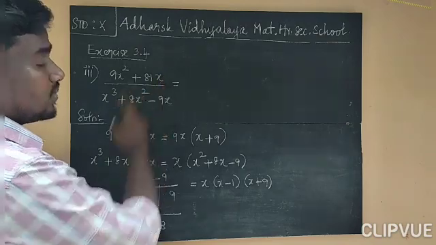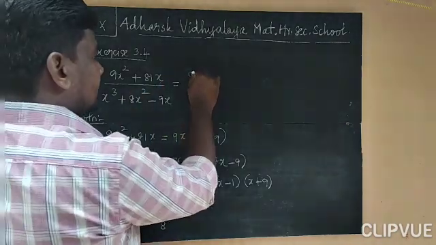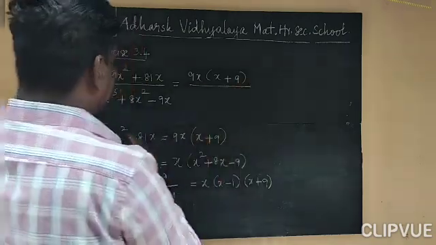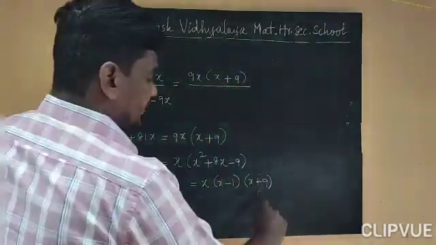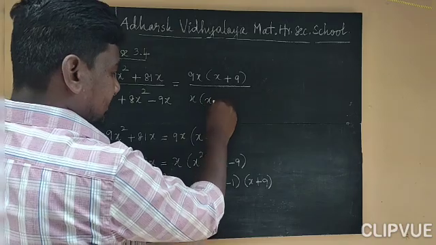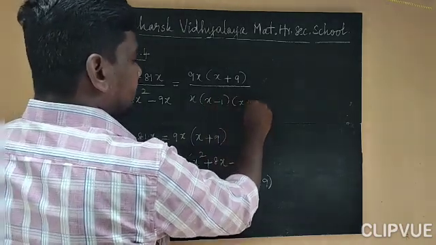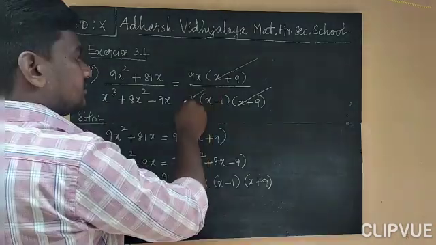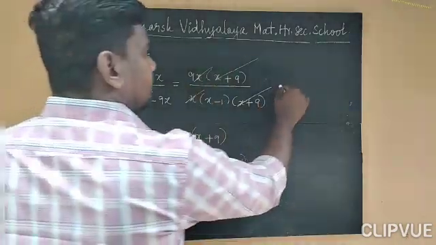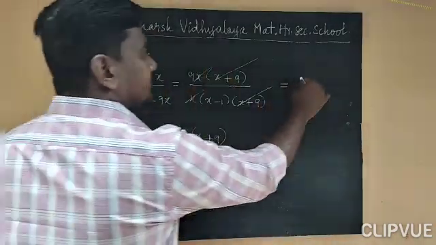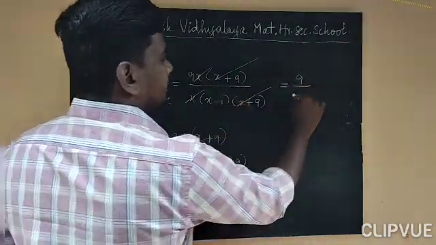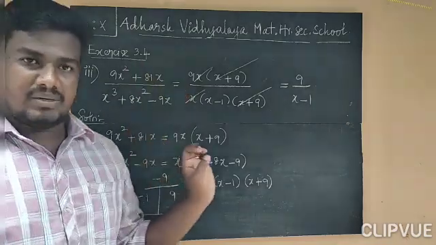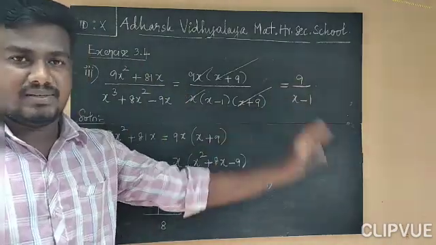So in the first quadratic polynomial, I am going to replace it with 9x into x plus 9 divided by this cubic polynomial, which can be written as x into x minus 1 into x plus 9. This x plus 9 and this x plus 9 cancel, as well as this x will be cancelled. So what do we have remaining? Numerator has 9 and denominator has x minus 1. This is the irreducible form of this rational expression. Hereafter we cannot simplify it.